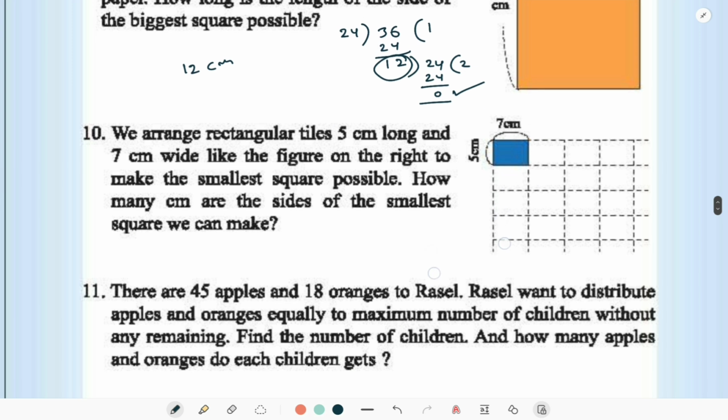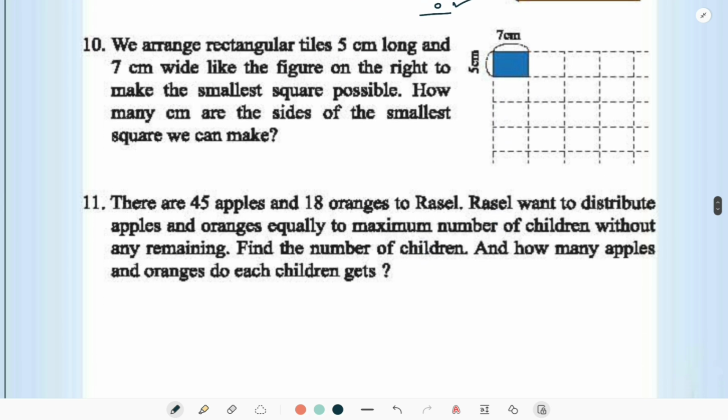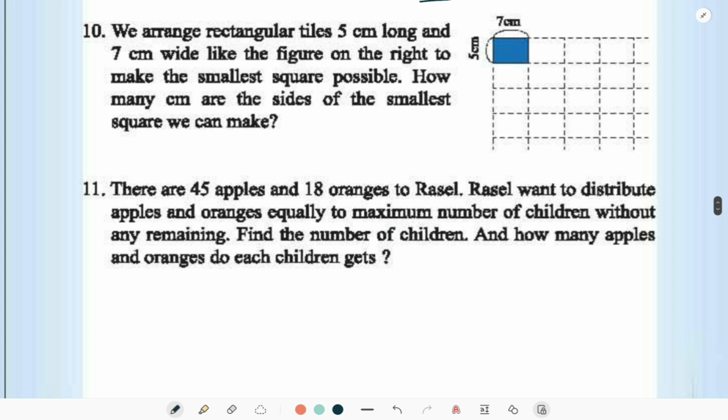Okay, we arrange rectangular tiles 5 cm long and 7 cm wide like the figure on the right to make the smallest square possible. How many cm are the sides of the smallest square we can make? We need to find out the smallest square, right? So here 7 times 5 becomes 35.